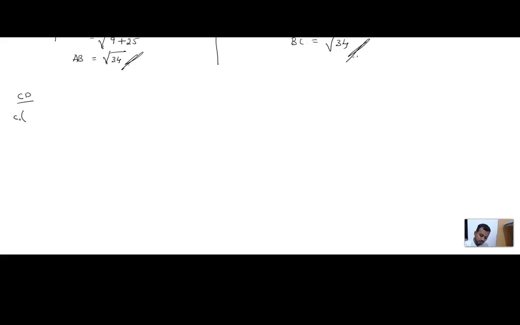So the coordinates of C are... AB we have done, BC we have done, now CD. The coordinates of C are minus 1 comma minus 1, and the coordinates of D are, what are the coordinates of D? Minus 4 comma plus 4. Now remember, this is x1 and this is y1, this is x2 and this is y2.